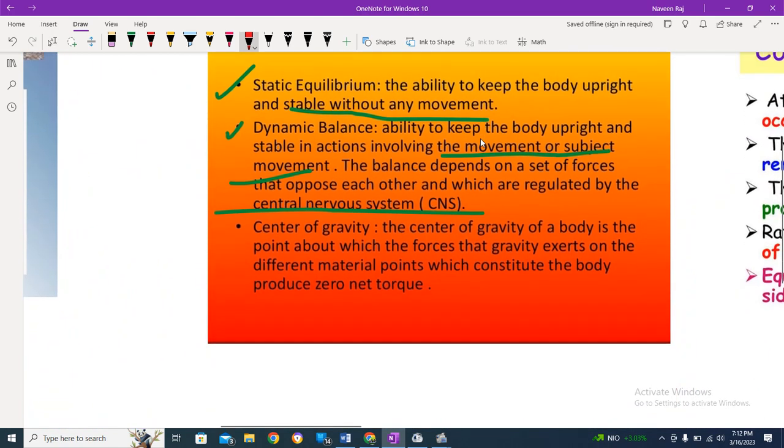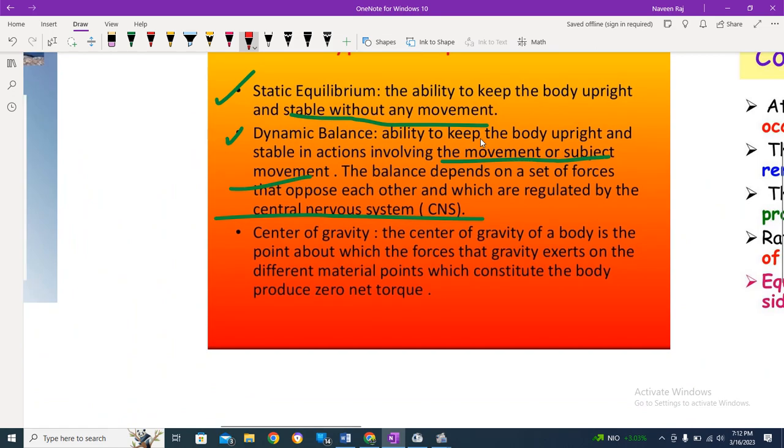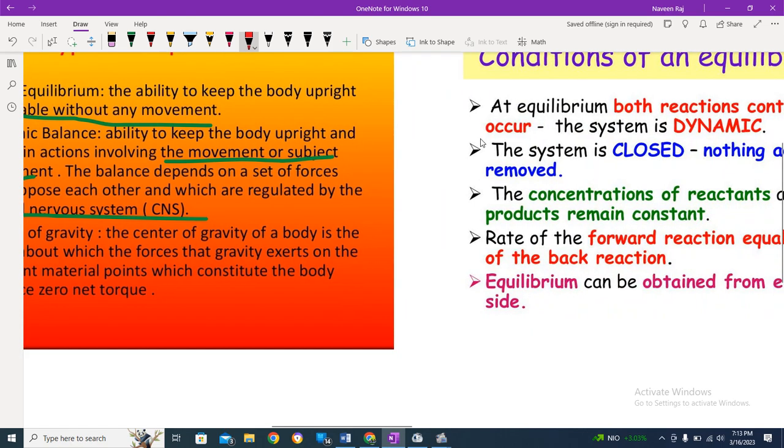Movement is not involved. The center of gravity, even though this is not a particular type of equilibrium, you can relate it as well. The center of gravity of the body is the point at which the force of gravity acts on the different material of the body. We have just discussed this complete point in our previous video, introducing the center of gravity, so you can check out that video for that.